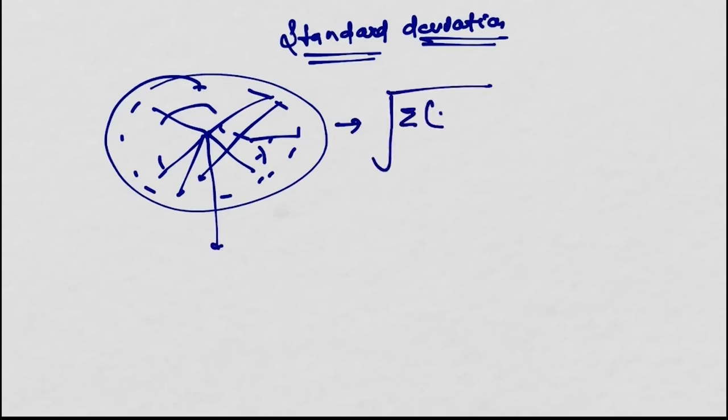The summation of xi minus mu. Mu क्यों लिख रहा हूँ? क्योंकि वो population mean है. Square upon n. This is the formula where xi, i varies from 1 to n.